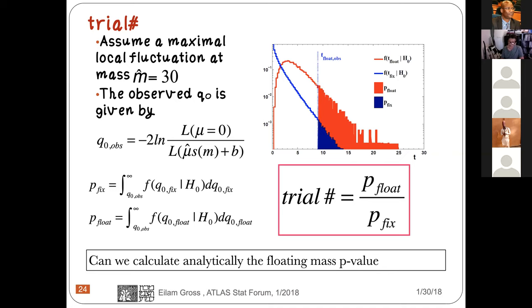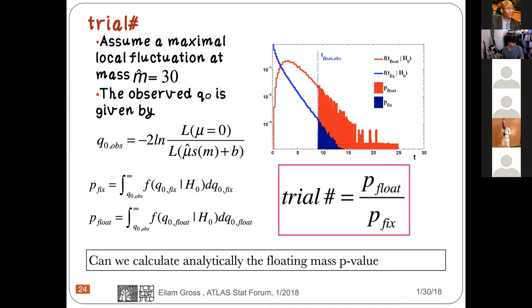Now I ask, what is the probability to see a fluctuation as the one that I see or bigger at a mass of 30? At a mass of 30, it's the usual fixed blue area. Anywhere in the mass range, I have to take now the distribution of the floating mass and look at the red area. So you see it's bigger, as we expected. So I have P fixed, the blue area, and P float, the red area.